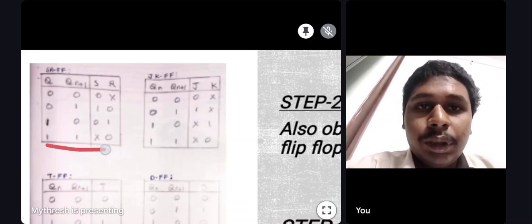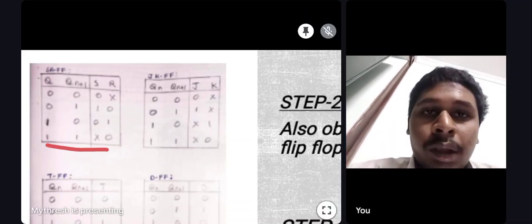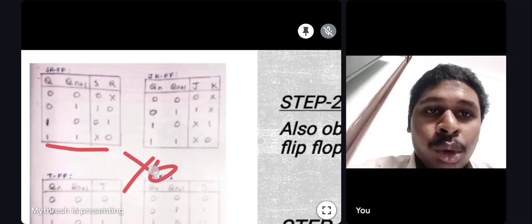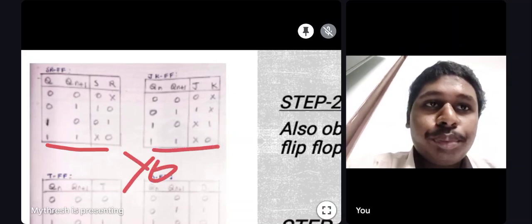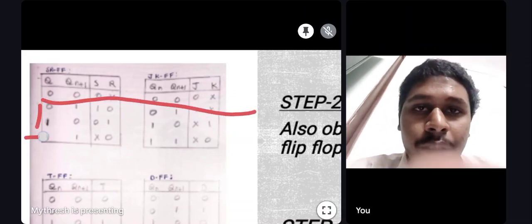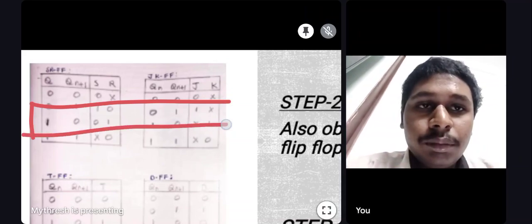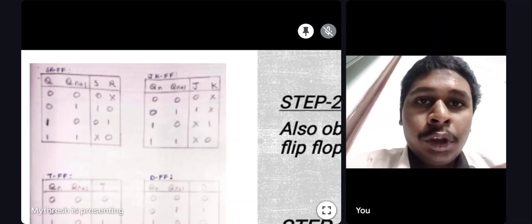And if we see this one, if the present state and next state are 1 1, then the SR flip-flop becomes don't care 0. Similarly for JK also. Here the change occurs in JK and SR in this area. So let us see the change.